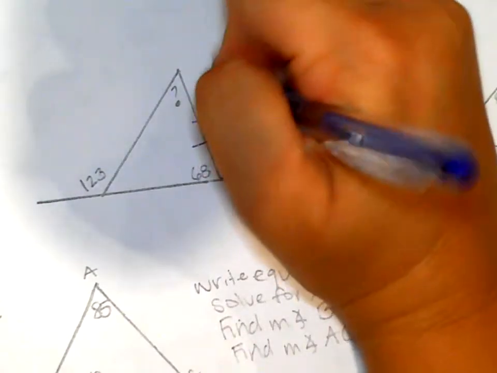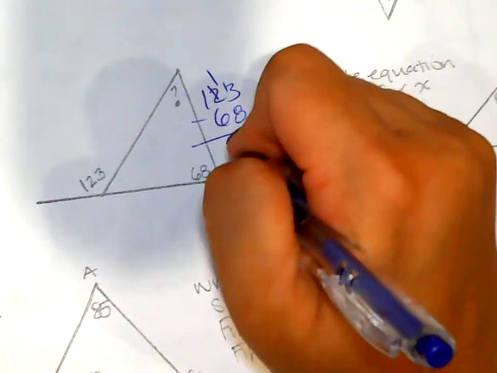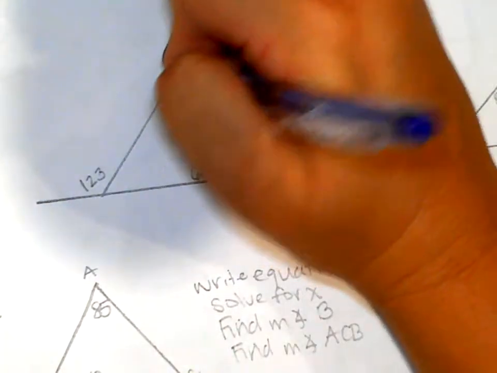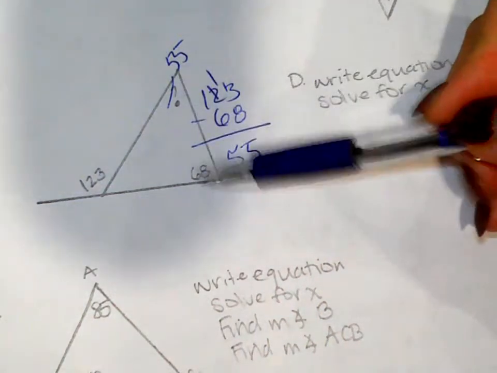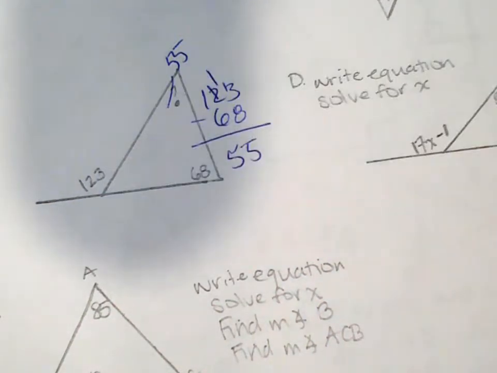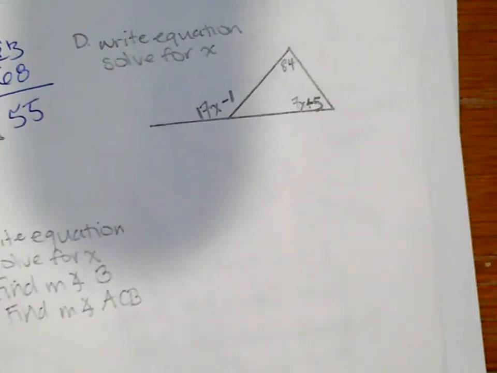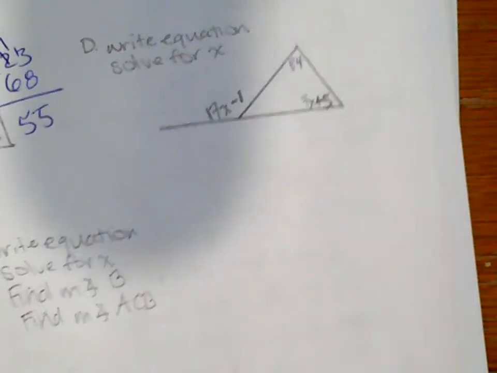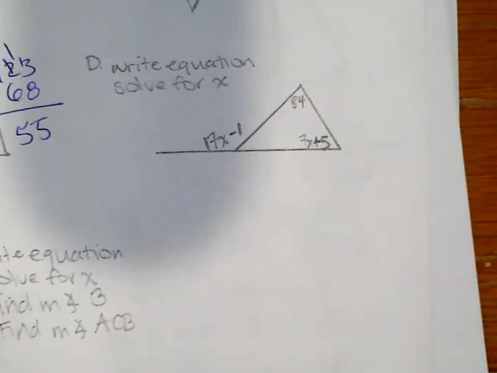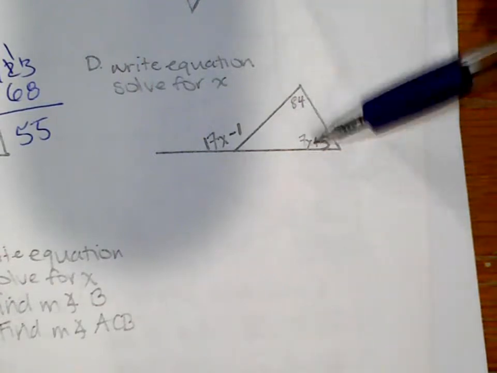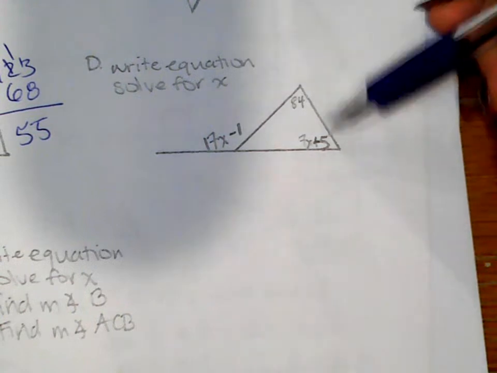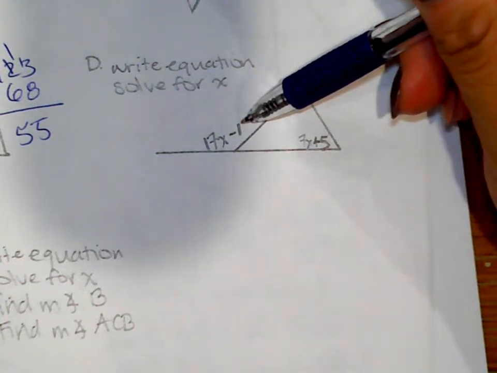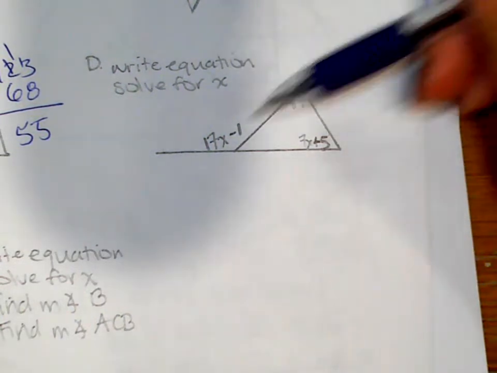All right, that gives me 55. So this guy up here is 55. This plus this will equal that. Same deal. If you're having trouble solving equations, then these are not going to be fun for you. It's rough if you don't know how to solve an equation. It's the same thing. This one plus this one equals that one.